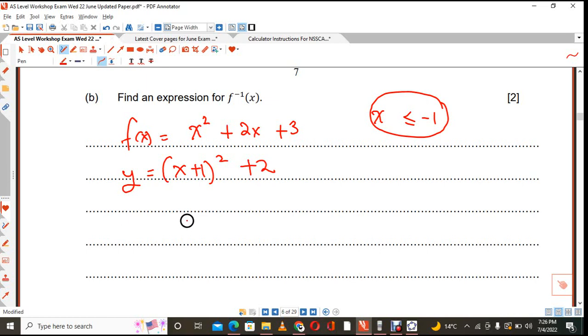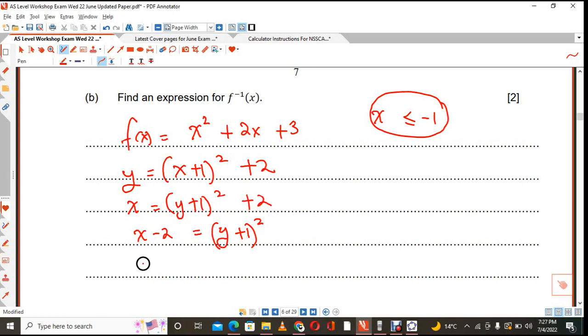Why is vertex form important? Because when you have a quadratic that you need to find its inverse, you need to work with the vertex form. So you go ahead and swap around the x and the y. So that's x equals (y plus 1) all squared plus 2. The objective is you must make y the subject of the formula. So in this case it's going to be x minus 2 equals (y plus 1) all squared.